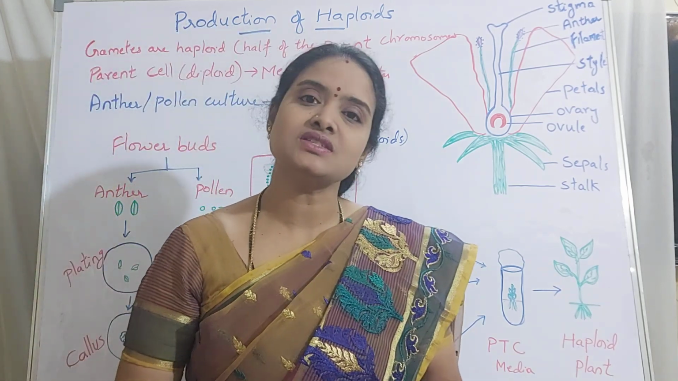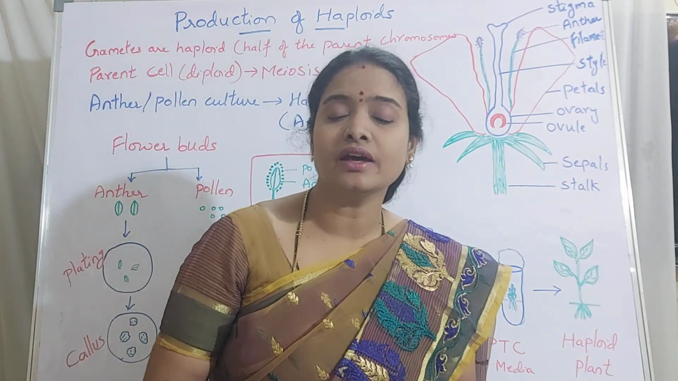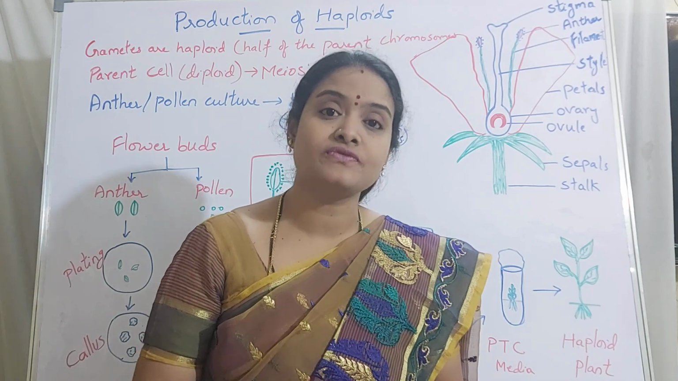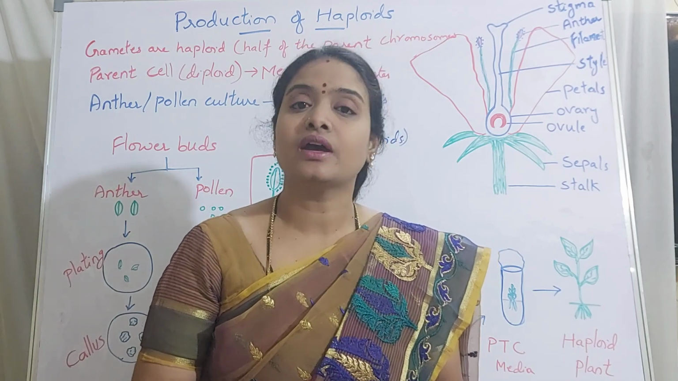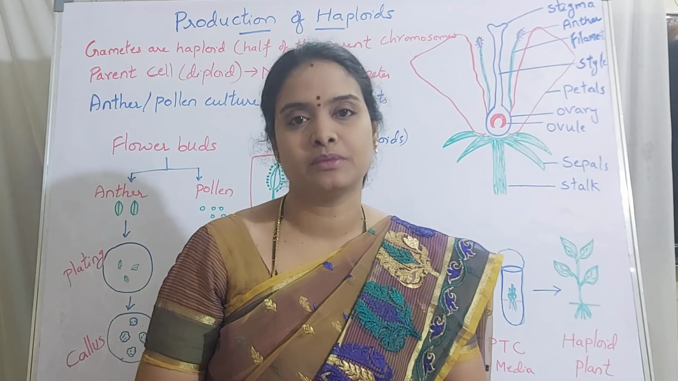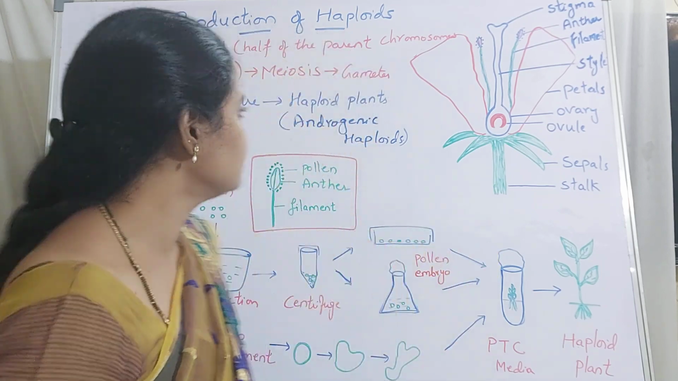So these haploid plants inherit only the chromosomes of a single parent, either the male parent or the female parent. So let us see in detail.